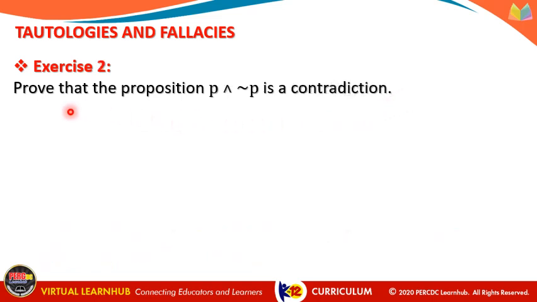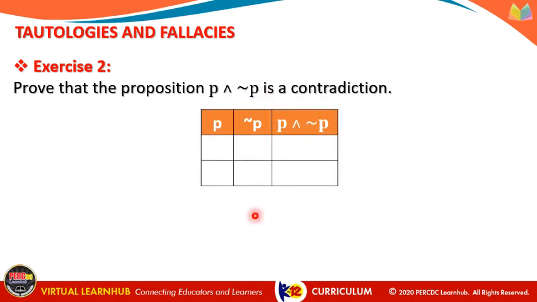Let's have another exercise. Prove that the proposition P and not P is a contradiction. The dominant connective here is the connective for conjunction. So what we have is a conjunction. Thus, first we will get the negation of P, and after that we will take the conjunction of P and not P. So let's generate our truth table. If P is false, then the negation of P is true. If P is true, then the negation of P is false.